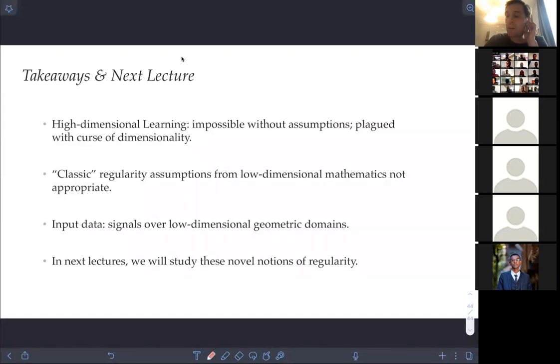So, realizing that the inputs in many problems in machine learning are not just points in a high dimensional space, but signals that define our low dimensional manifold domains, we are going to see in the next lectures how this geometric structure can be used to define new hypothesis spaces, for example using invariance, using symmetries, and using scale. We are going to see these in the next lecture.